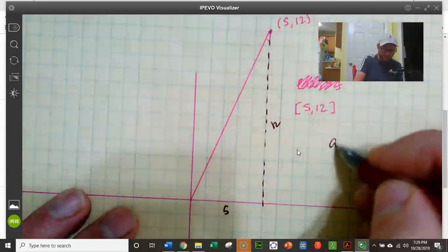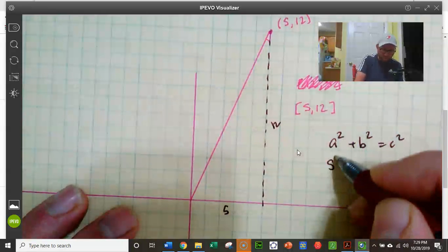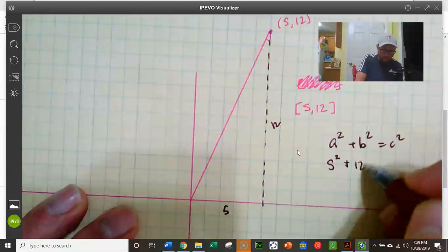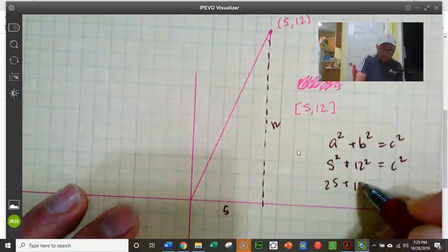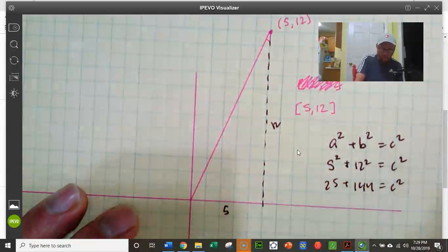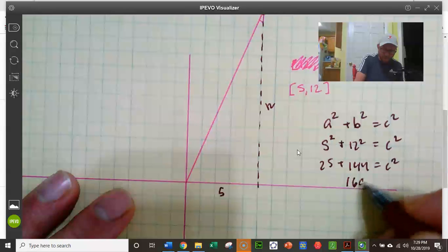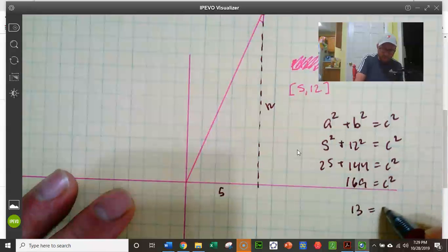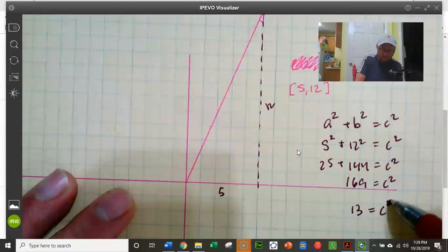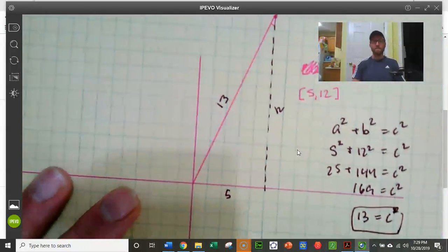Right? So let's see. a squared plus b squared equals c squared. 5 squared plus 12 squared equals c squared. 25 plus 144 is c squared. 169 is c squared. And the square root of 169 is 13. So the length of this vector is 13.